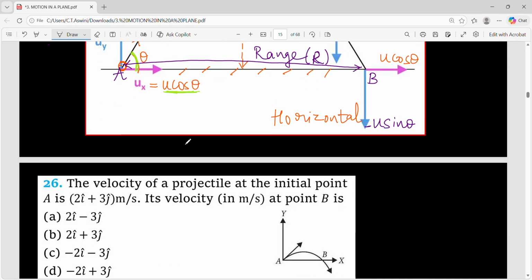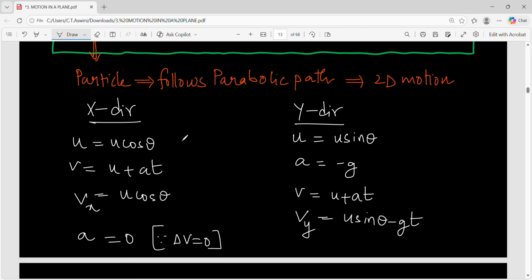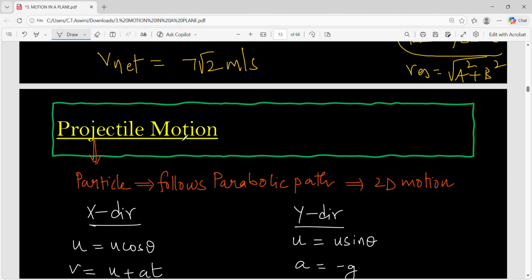Now, just memorize this data and I'll write an important point here. At maximum height in x direction, velocity is the same, u cos theta, but in y direction velocity is 0. At maximum height we have x velocity but y velocity is 0.